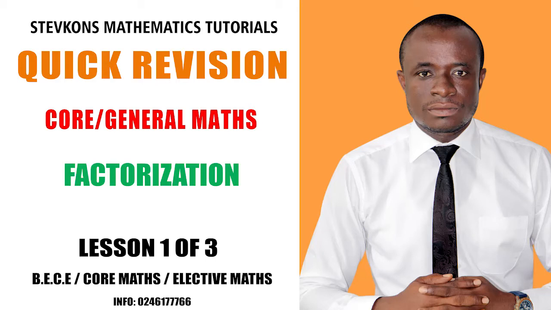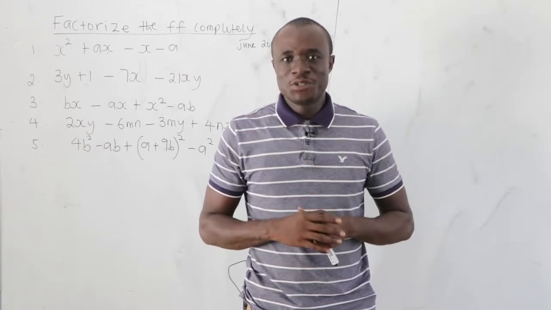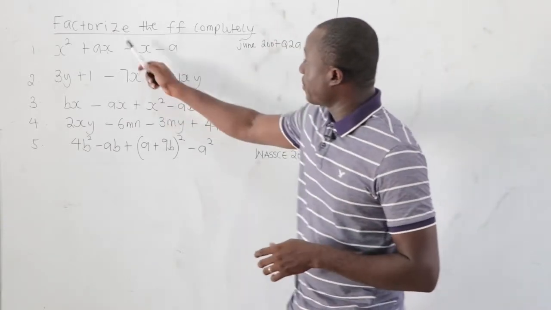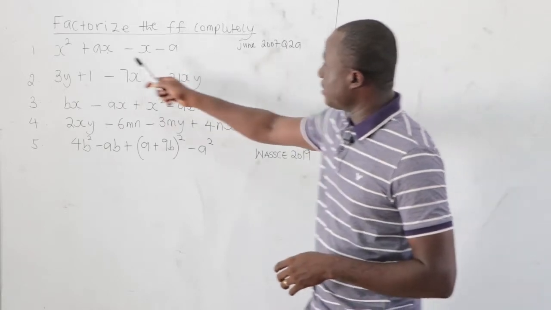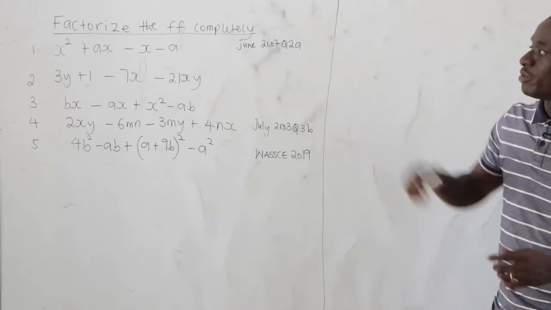Now let's consider the following example. This is the quick revision session. Probably you have an exam to write, so very quick revision for you to write your exams. Now let's see, factorize the following completely. The first one is a past question, June 2007, question number 2A.